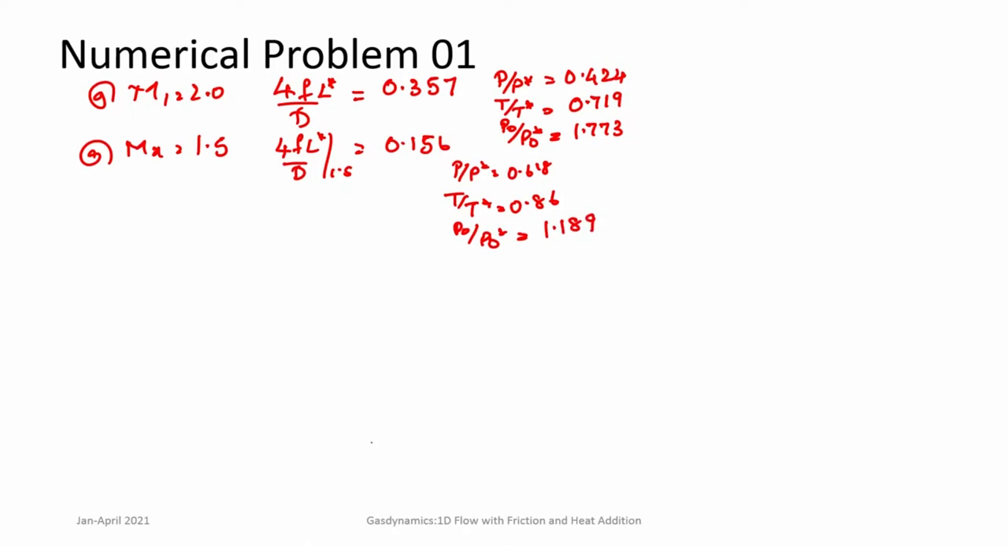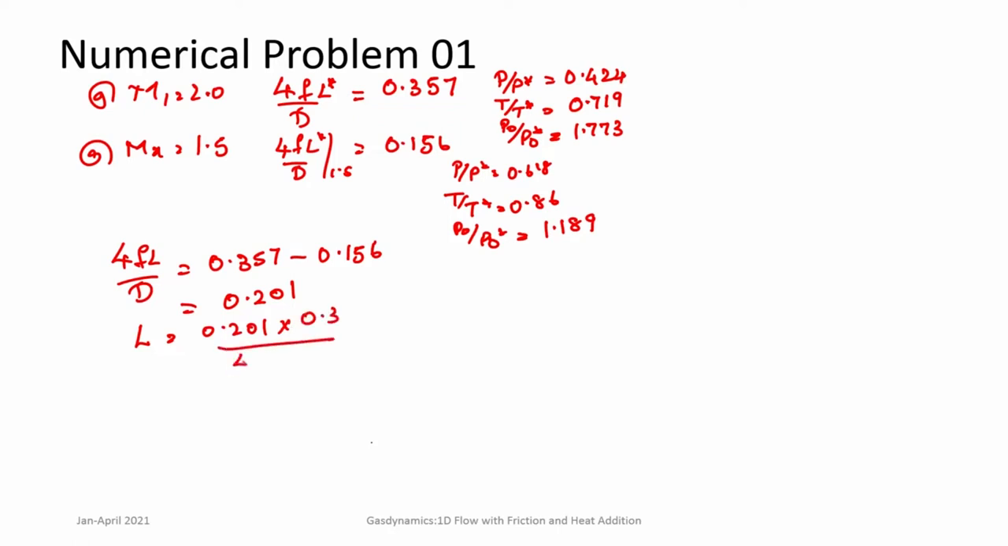What is the length now before the shock? It is easy to find that out. 4fL by D is equal to 0.357 minus 0.156, which is 0.201. So, L is 0.201 multiplied by the diameter, which is given as 30 centimeters, so 0.3 divided by 4 multiplied by 0.003. This turns out to be 5.025 meter.